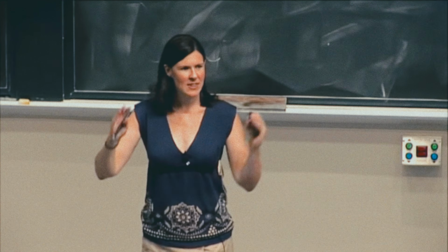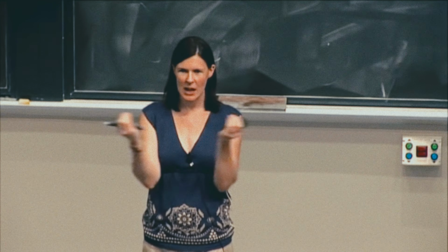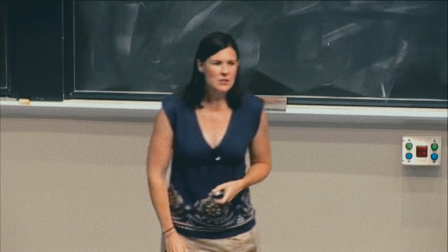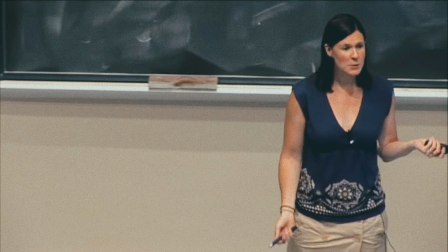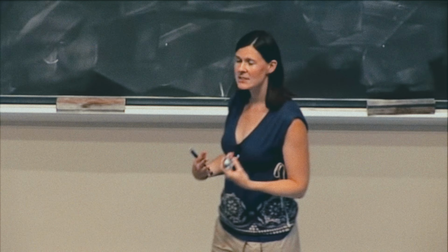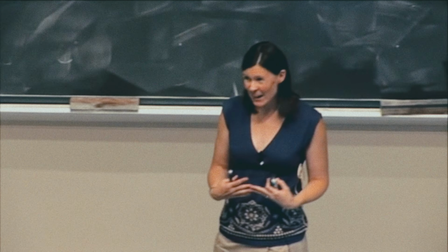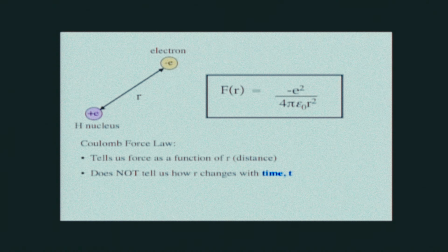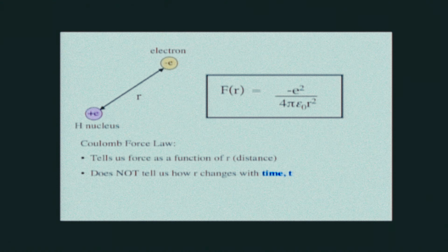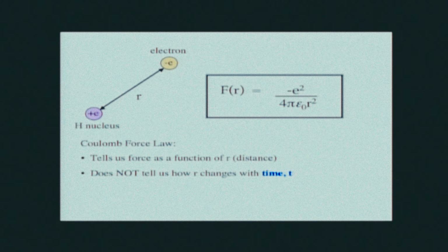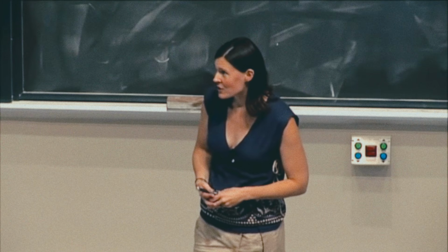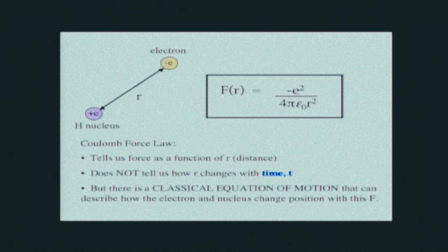And the reason is the convention that the negative sign is just telling us the direction, that the force is coming together instead of pushing apart. So we can use Coulomb's force law to think about the force between these two particles. And it tells us the force is a function of that distance. But what it does not tell us, which if we're trying to describe an atom we really want to know, is what happens to the distance as time passes. So r is a function of time. But luckily for us, there's a classical equation of motion that will describe how the electron and nucleus change position, or change their radius, as a function of time. So does anyone know which classical law of motion that would be?